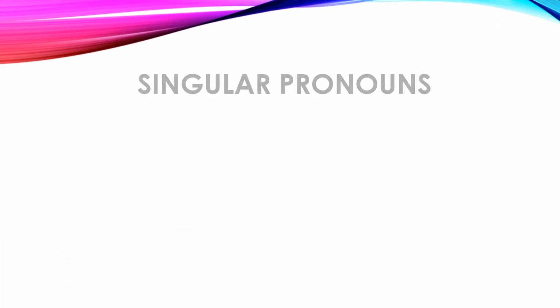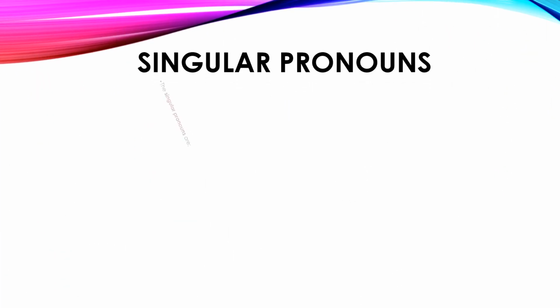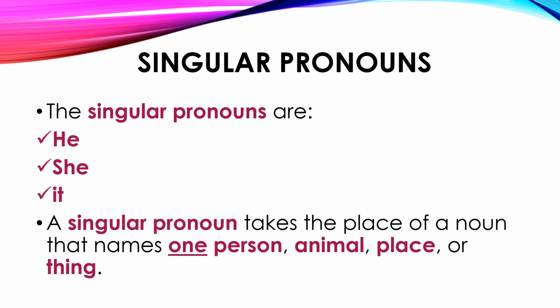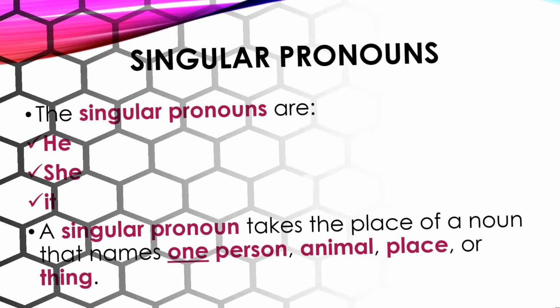Let's start with the singular pronouns first. The singular pronouns are he, she, and it. A singular pronoun takes the place of a noun that names one person, animal, place, or thing. Here are some examples.